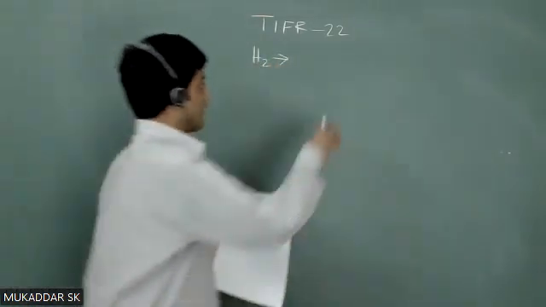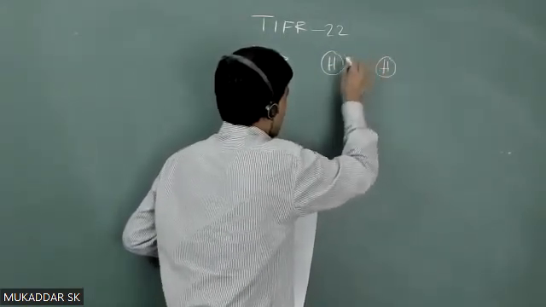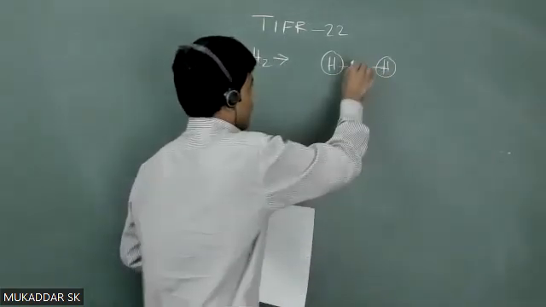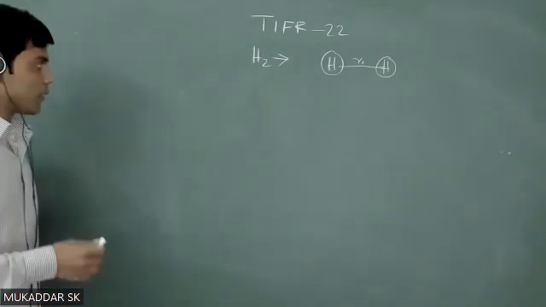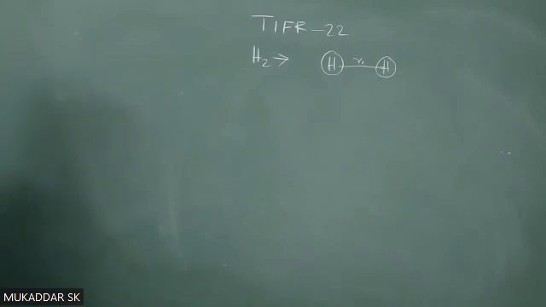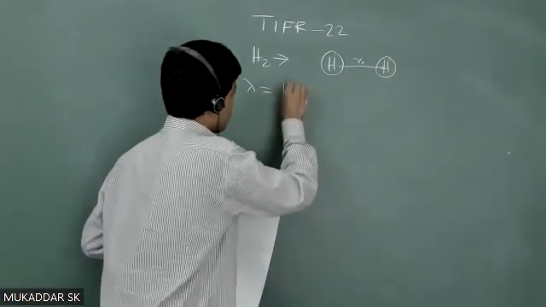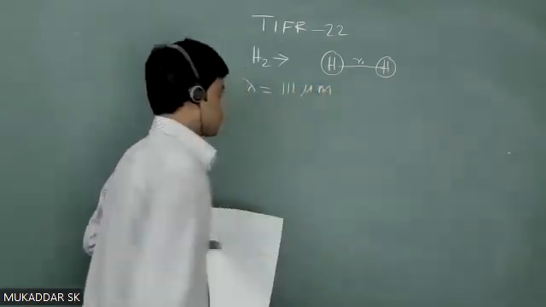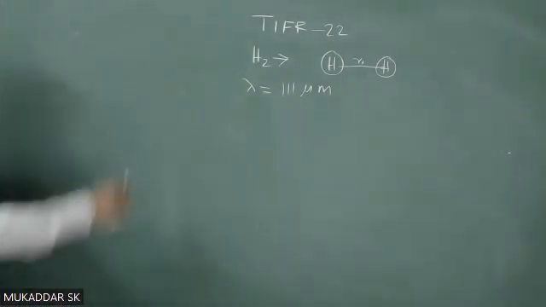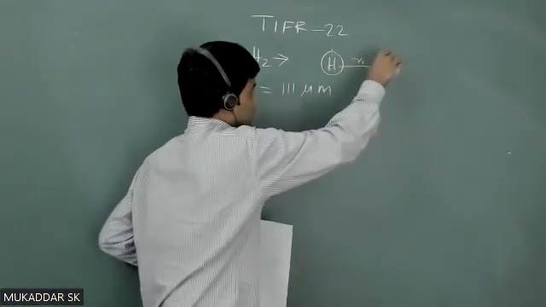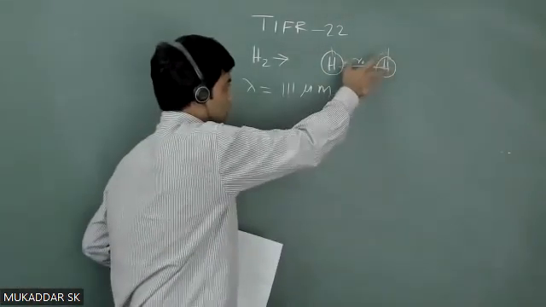So you can think like this: you have an H atom and another H atom, and their bond length is basically fixed. The wavelength next to largest in the rotational spectrum of this molecule is given, that is 111 micrometer. So, wavelength next to largest, please keep in mind. From this given information we have to calculate the separation between these two atoms, or basically calculate the bond length of this molecule.